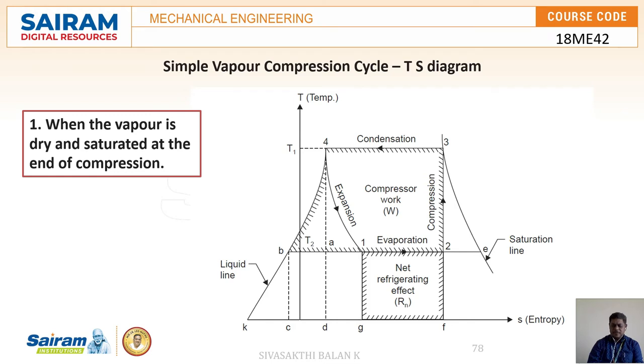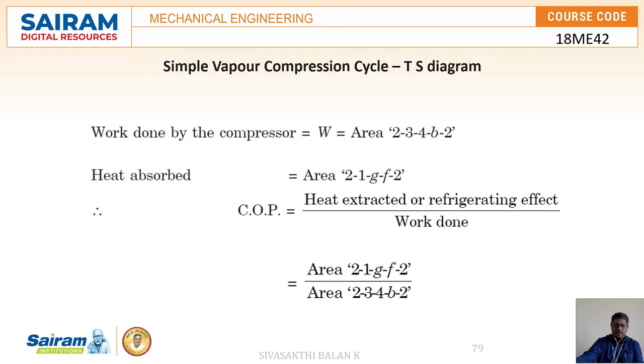These are the four processes of the vapor compression cycle in the TS diagram, explained in this diagram. 1 to 2 represents the evaporation, 2 to 3 is the compression, 3 to 4 is condensation, and 4 to 1 is the expansion process. Let us see how the COP, or coefficient of performance, of a simple vapor compression cycle is derived for this condition.